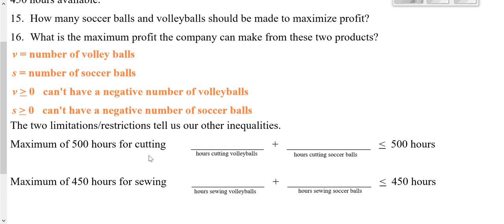So these two here are going to help me with my limitations to get my other inequalities. So since there's a maximum of 500 hours for cutting, I'm going to have some hours I use to cut volleyballs, some hours I use to cut soccer balls. Those two added together has to be less than or equal to 500 because 500 is the maximum. Similarly for sewing, I'm going to use some for sewing the volleyballs and some for sewing the soccer balls, and that has to be less than or equal to 450 because that's the maximum we have available.